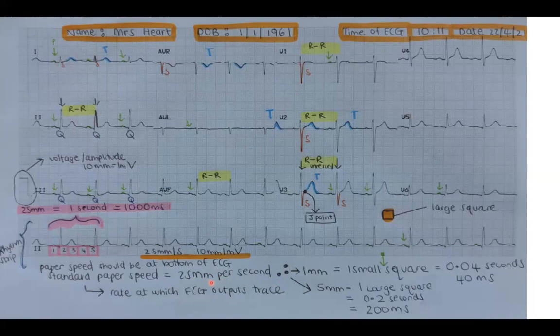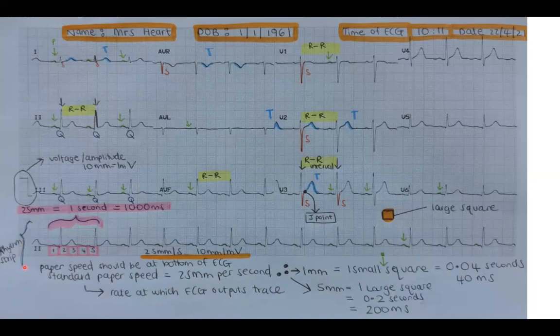So at a rate of 25 millimeters per second, one small square becomes 1 millimeter and one large square is 5 millimeters, or one small square is 40 milliseconds and one large square is 200 milliseconds. So it basically just tells you the rate at which the ECG is able to output the trace. At the bottom here, this is also really important, as this is called your rhythm strip.